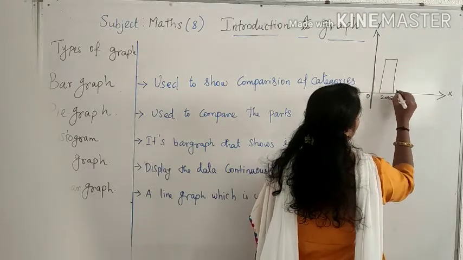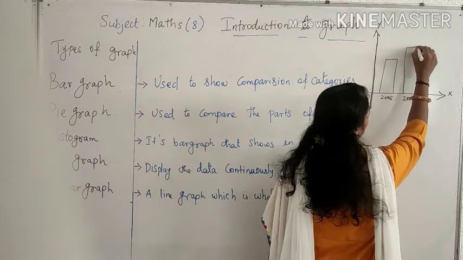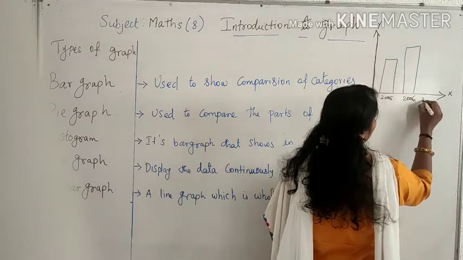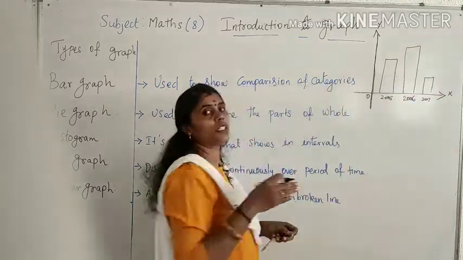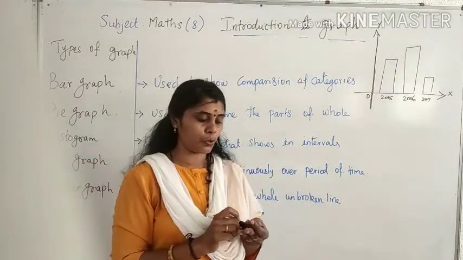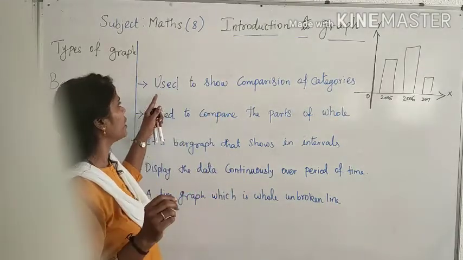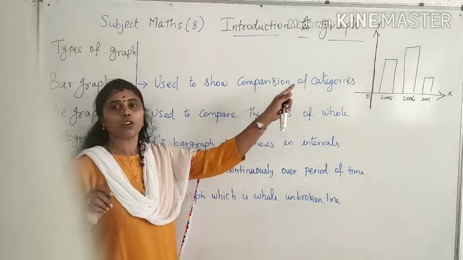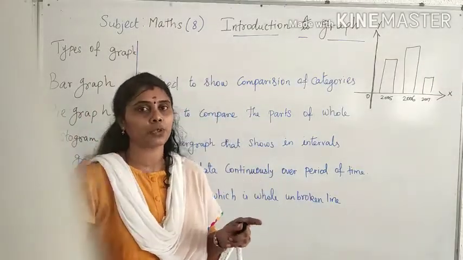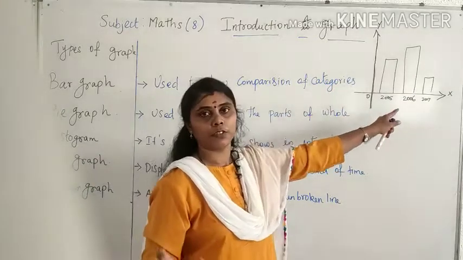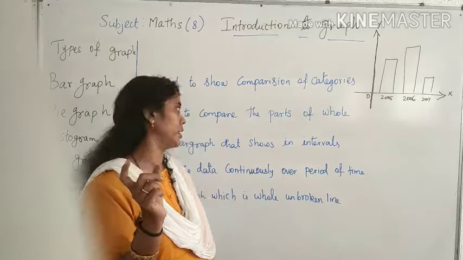This is the way we compare the categories. In 2006 maybe it improved, and in 2007 maybe it somewhat reduced. Like that we show with different bars. With bars, the information and data can be compared, right? It is used to show the comparison of categories, every year, what is the development. Like that we can show it through the bar. A bar is a rectangle only, with equal width, right?